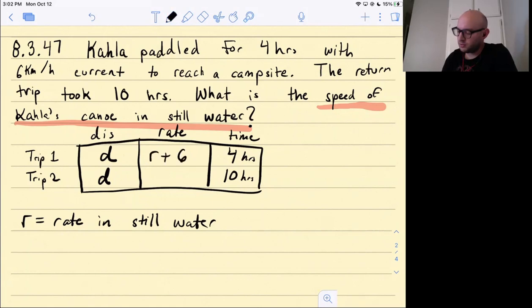And over here, we would do r minus 6 because this is the longer trip. So this is with the current, and it might help also after you think about the time to just write with current, and then this one would be against the current.